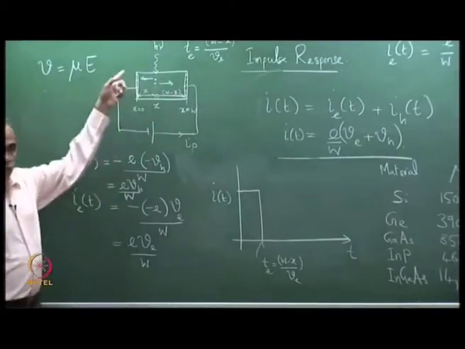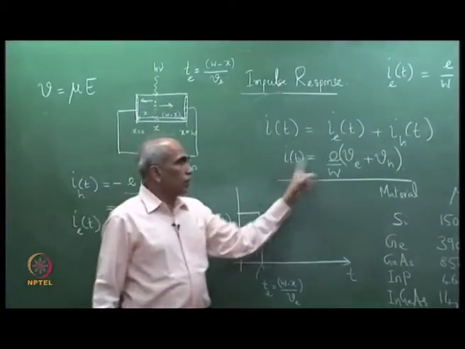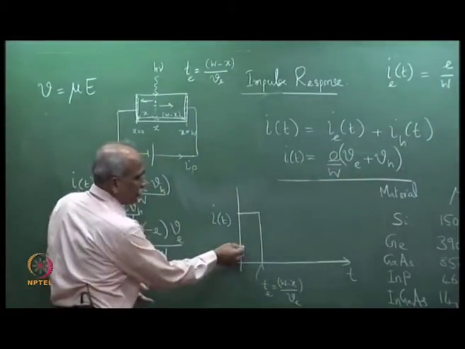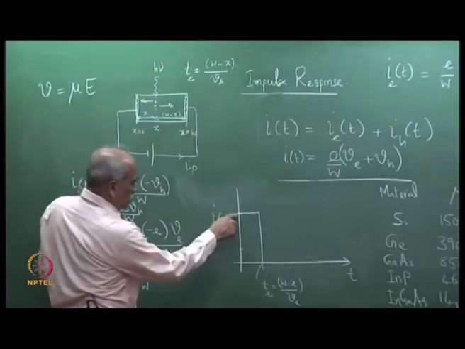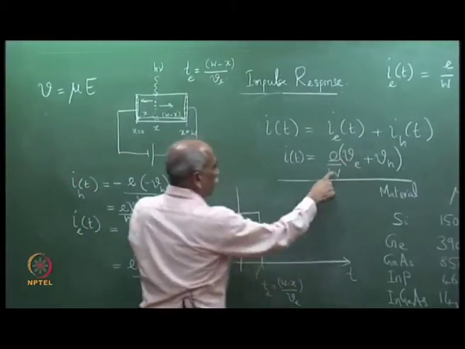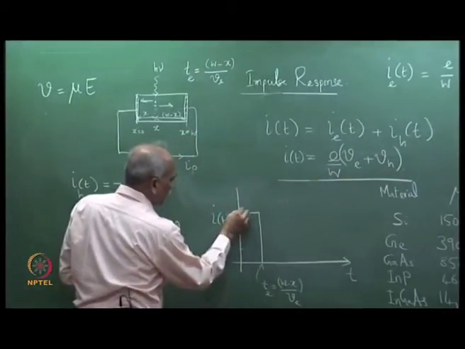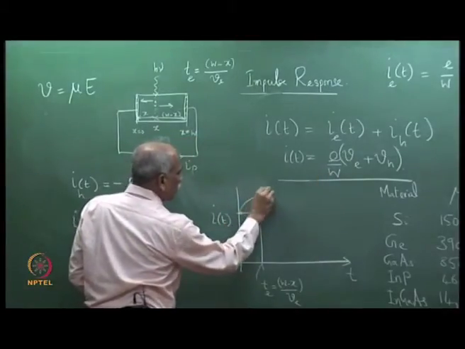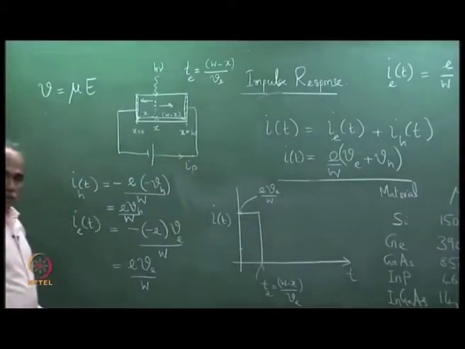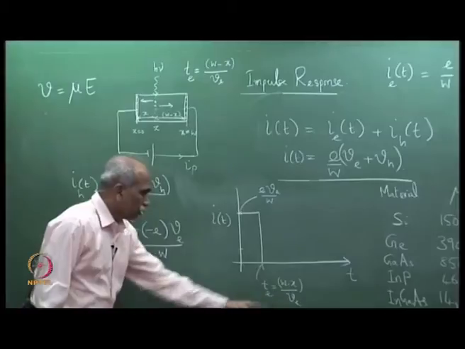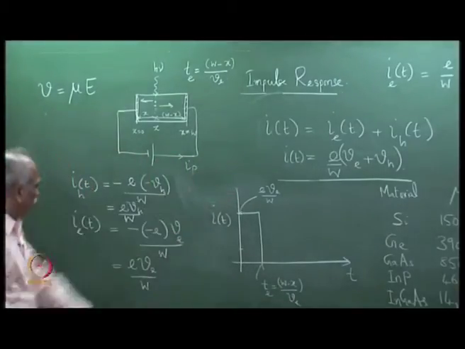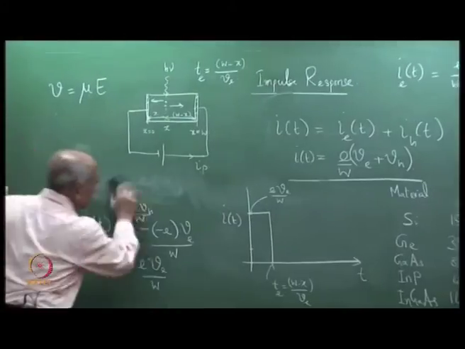Now, the hole current we know is smaller because V_h is smaller. So, let me start at some value here. What is this value here? This is e V_e by W. The value on the y axis here is e V_e by W. The value here is W minus X by V_e. We can put some numbers to get a better feel.